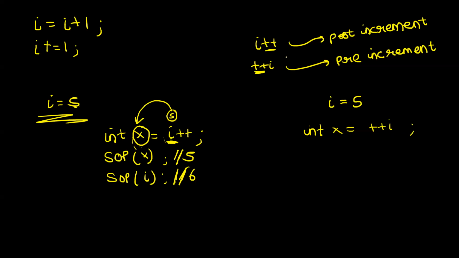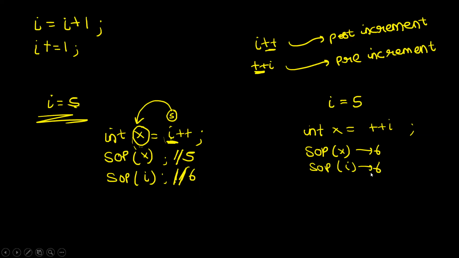So now what am I telling? This is the pre-increment operator. So I am telling it to first increase the value and then use it. First increase, then use. So first of all, the value of I will be incremented. It will become 6, and then the value 6 will be assigned to x. So if you do an SOP x in the next line, it will print 6. And if you do SOP I, it will also print 6.